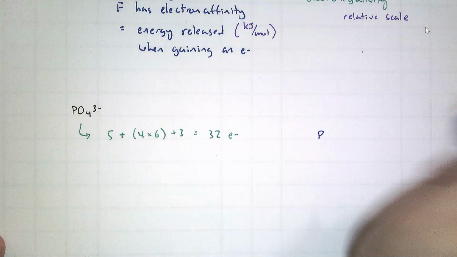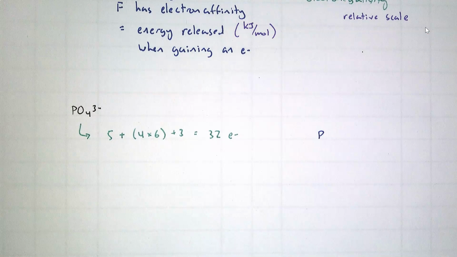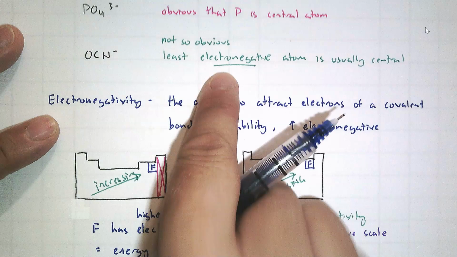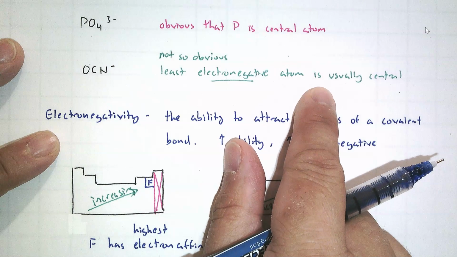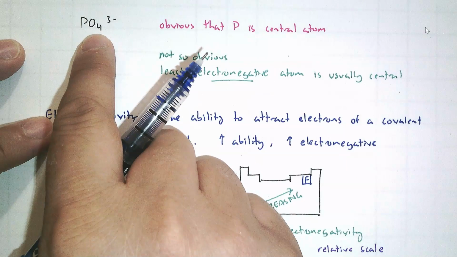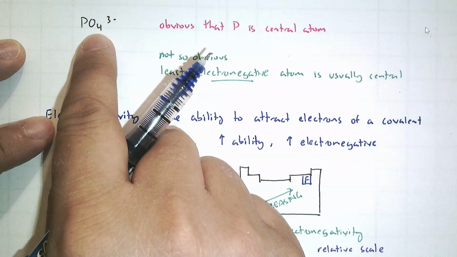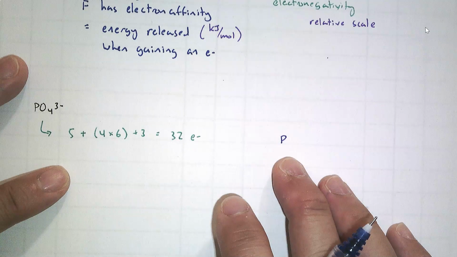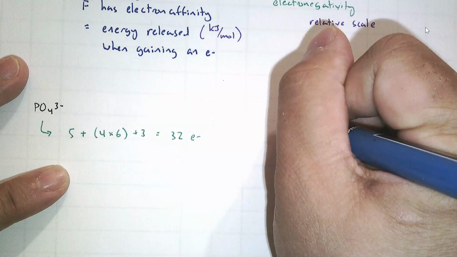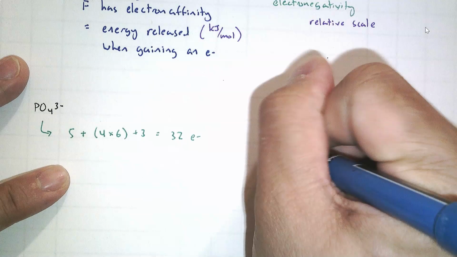Phosphorus is the central atom, but also we could use the same rule. The least electronegative atom is usually the central atom. And we know that oxygen is the second most electronegative atom. Fluorine is the most. So phosphorus has to be the least electronegative atom in this case. And you draw 4 single bonds.